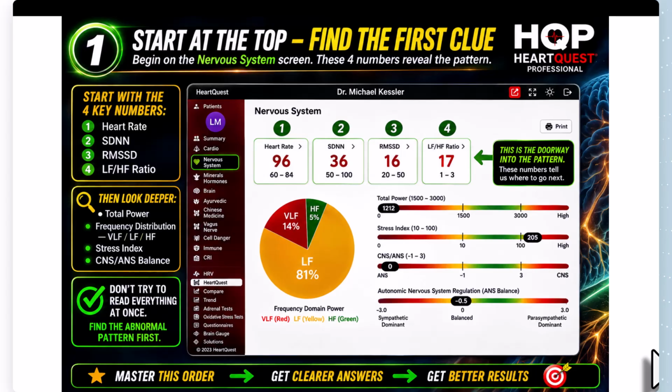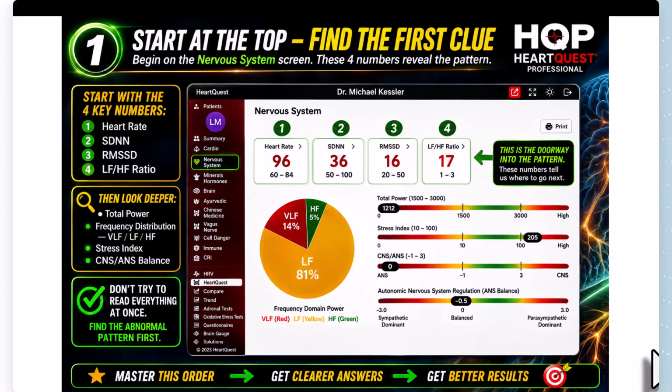And the LF to HF ratio, well, the LF, look at the pie. That's the yellow part of the pie. And the green part is the HF. And a lot of people who use heart rate variability are always looking at that balance there, right? And we can see it's not too balanced, really.